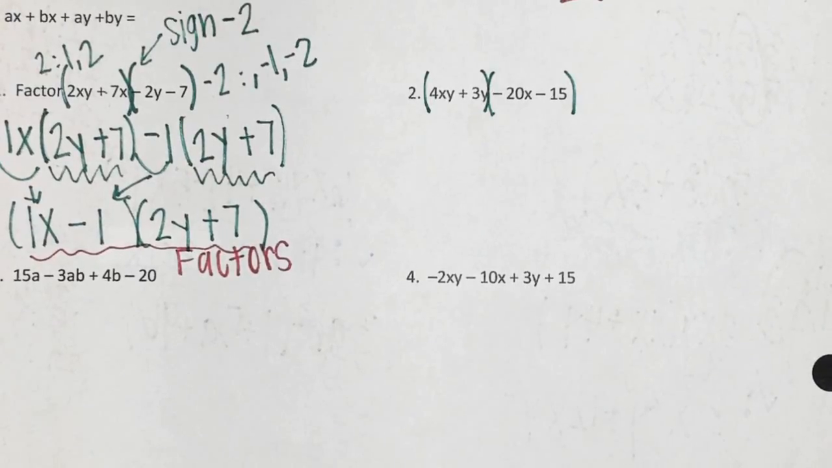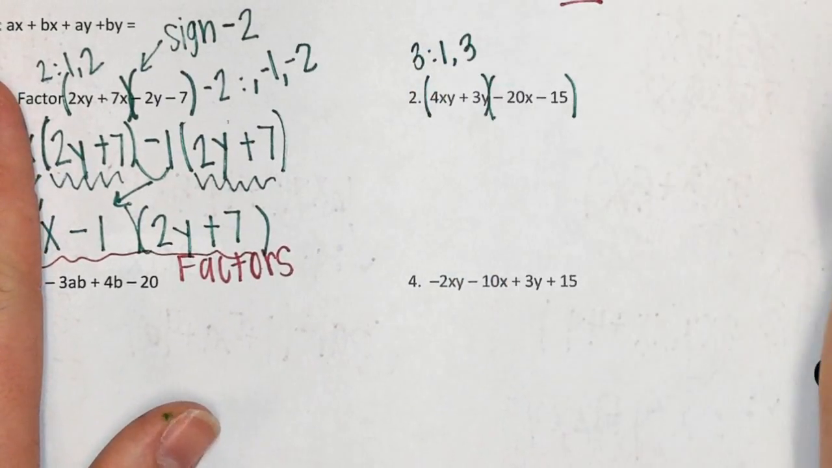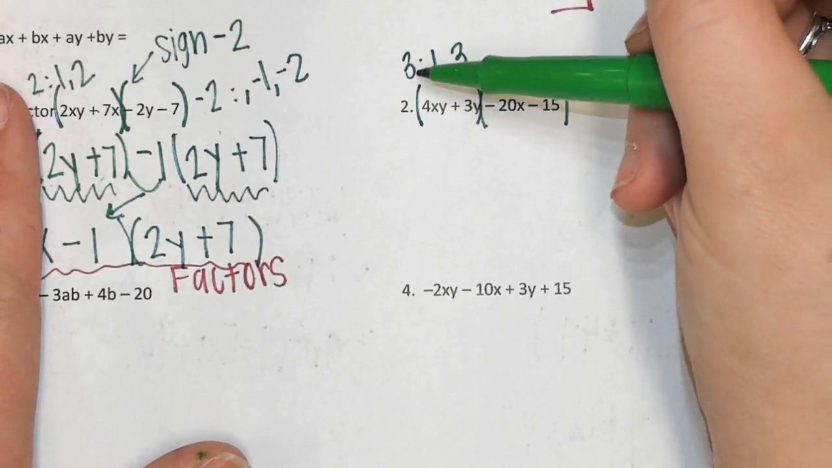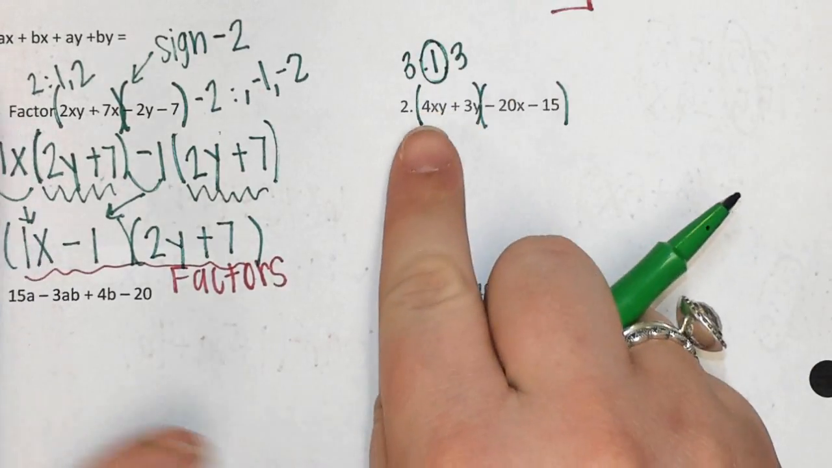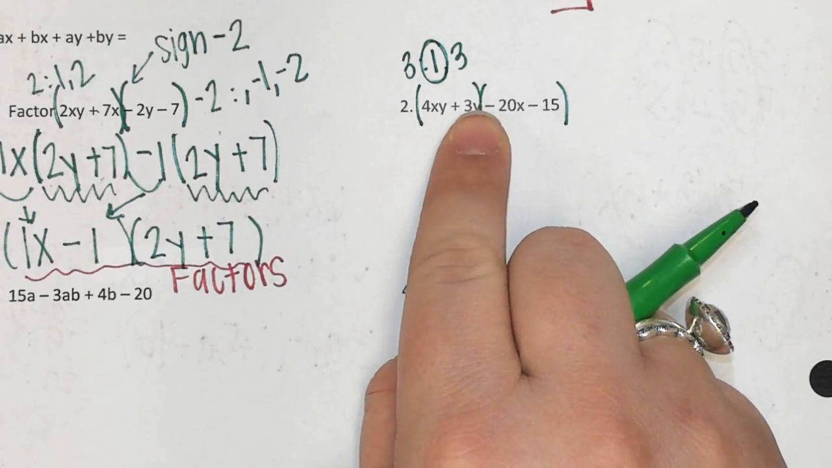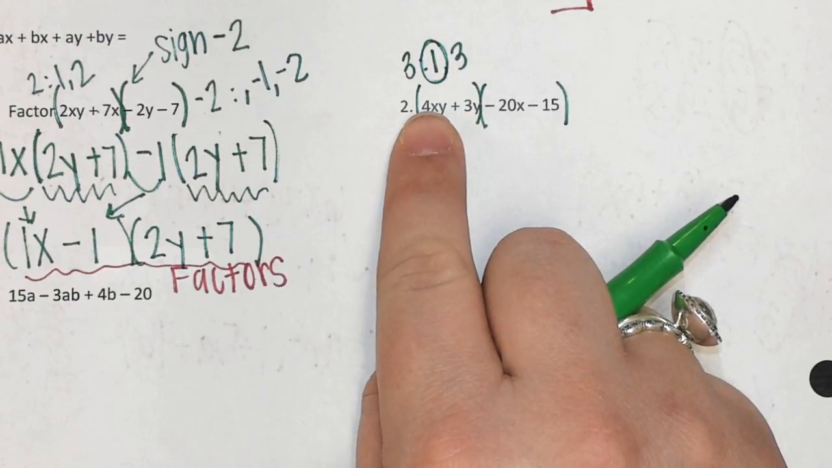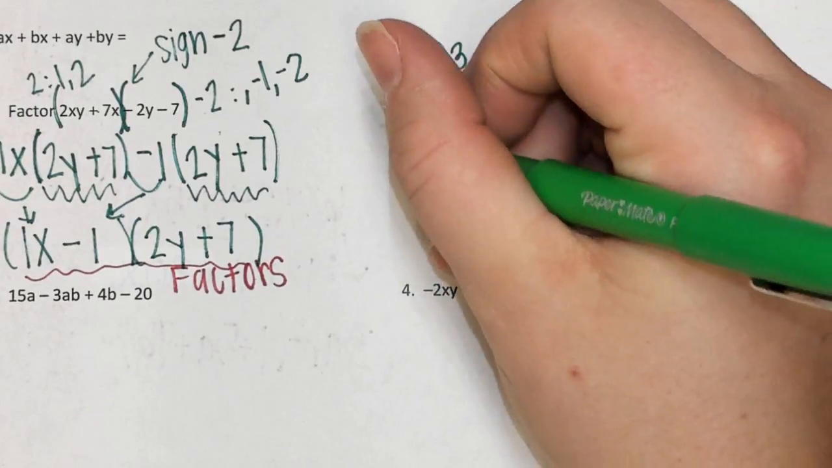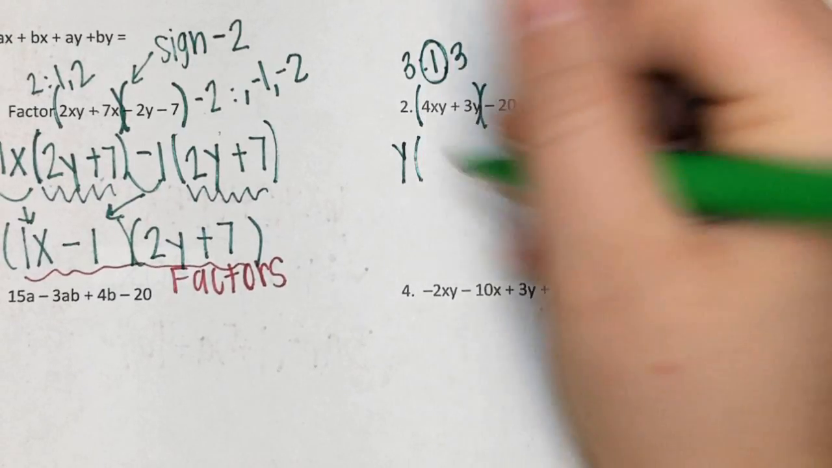First one, GCF. Smallest number, 3. Factors of 3 are 1 and 3. Does 3 go into 4? No. 1 does, so our only factor is 1. How many x's are right here? 1x. How many is right here? 0. So I cannot factor out an x. How many y's? 1 and 1, which means I can factor out 1. So we factor out a y.